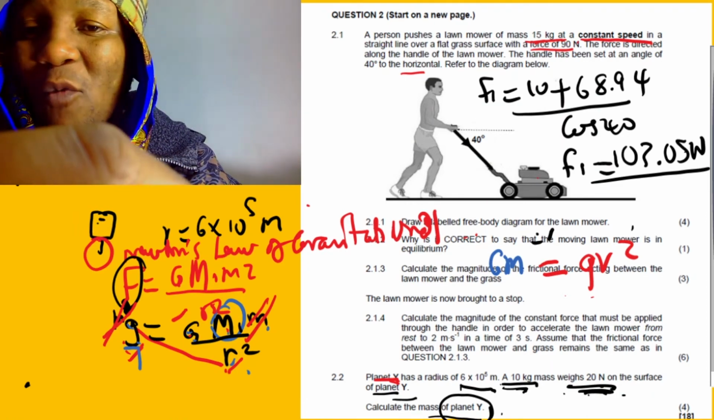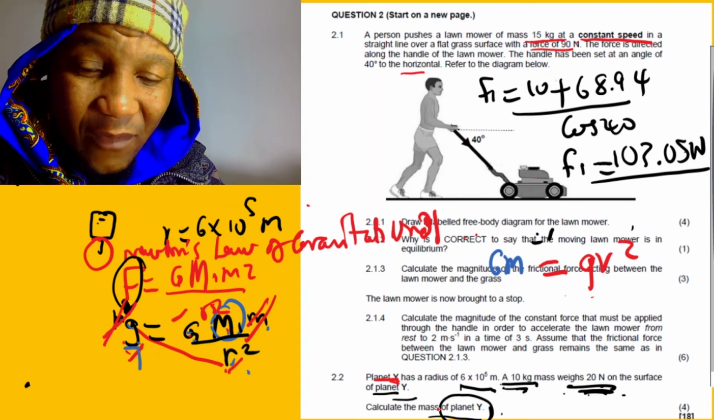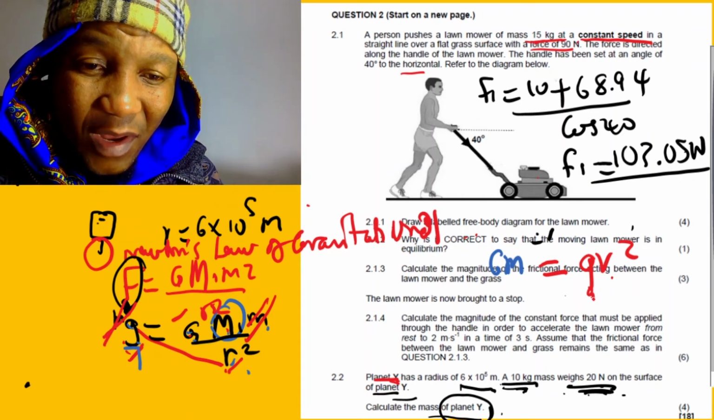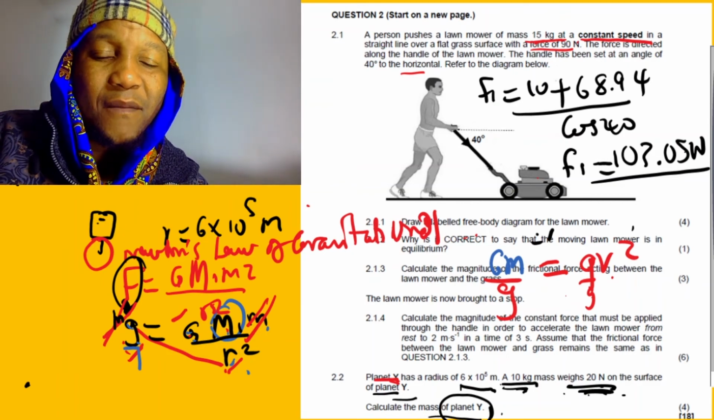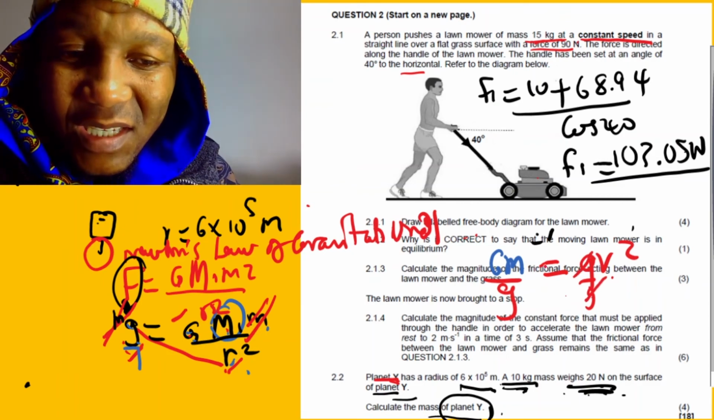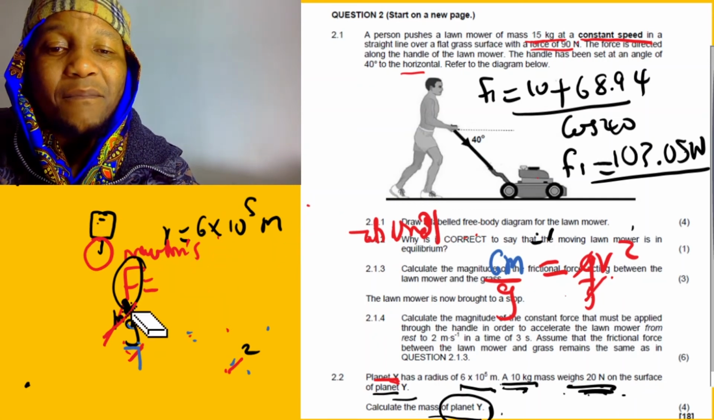So now we want to get the value for the mass, so we divide by G. And then this G and G cancel. So we can just finish up.